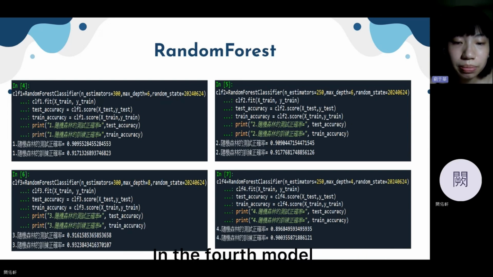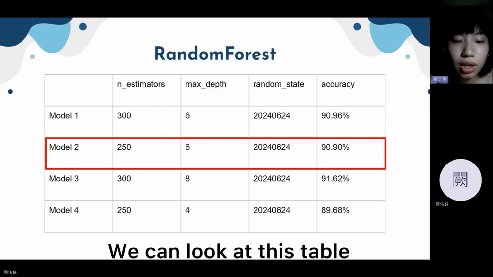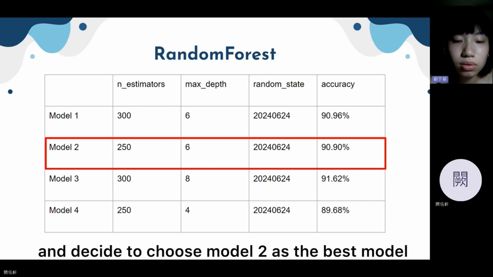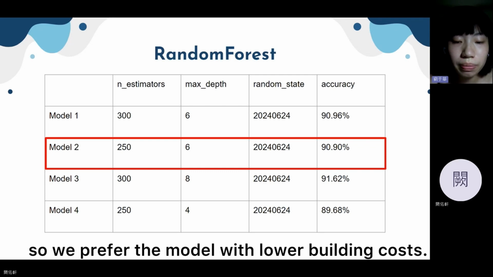In the fourth model, I reduced both the number of trees and the depth, and the accuracy dropped. We can look at this table and decide to choose model 2 as the best model because the accuracy differences are small, so we prefer the model with lower building cost.